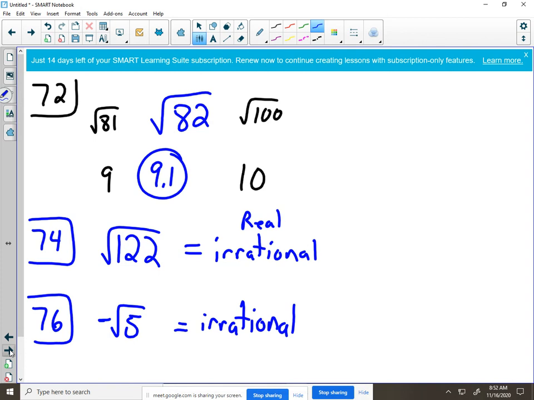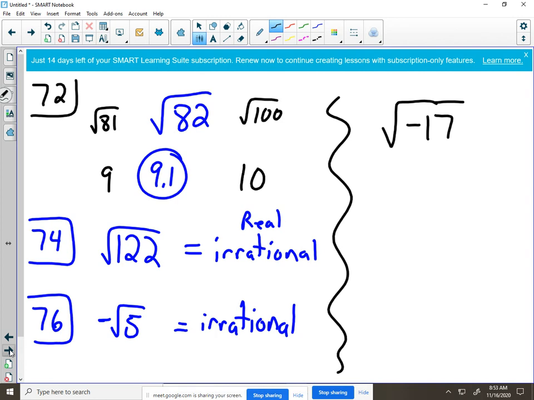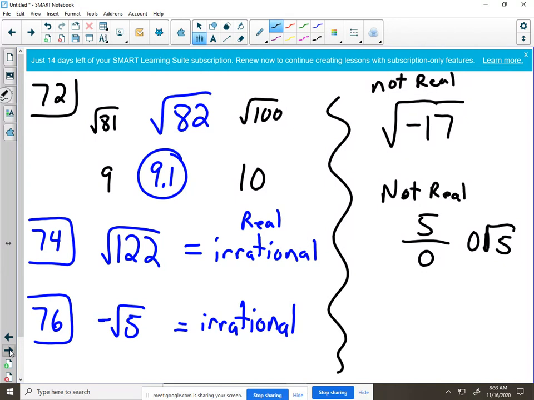The only ones that are not a real number, there's 2 ways to have not a real number. One is if the negative is inside the square root. Because there's no way I can take the same number times the same number and get a negative, right? Because a negative times a negative is always a positive. The other way is 5 divided by 0. Because no matter what I put up there, 0 times anything is 0. I'm never going to get an answer, right? So these are the two ways to have not a real number. Not real.